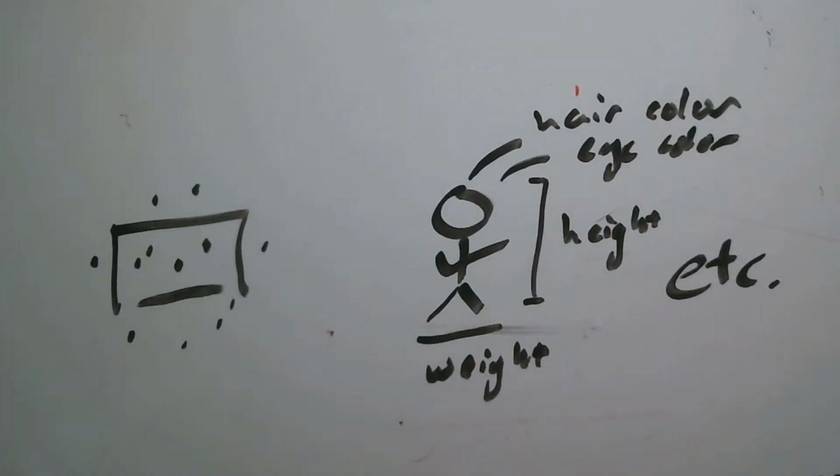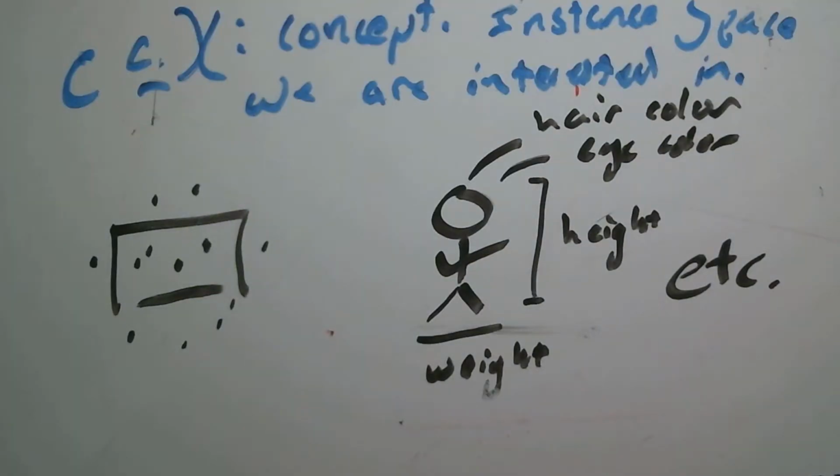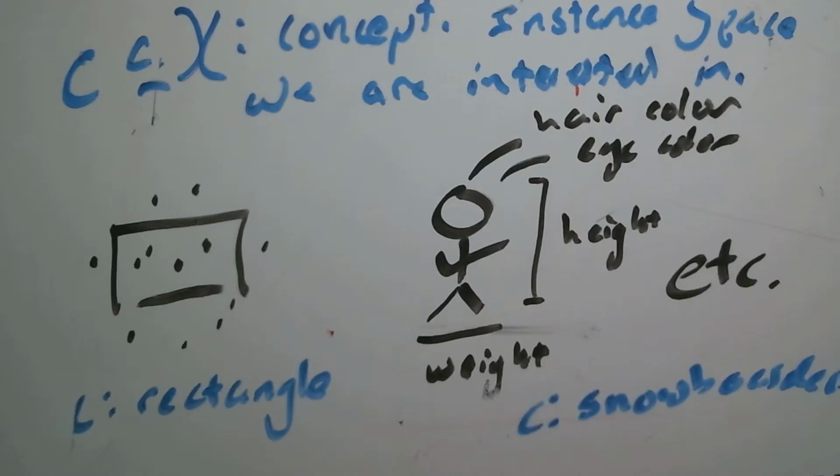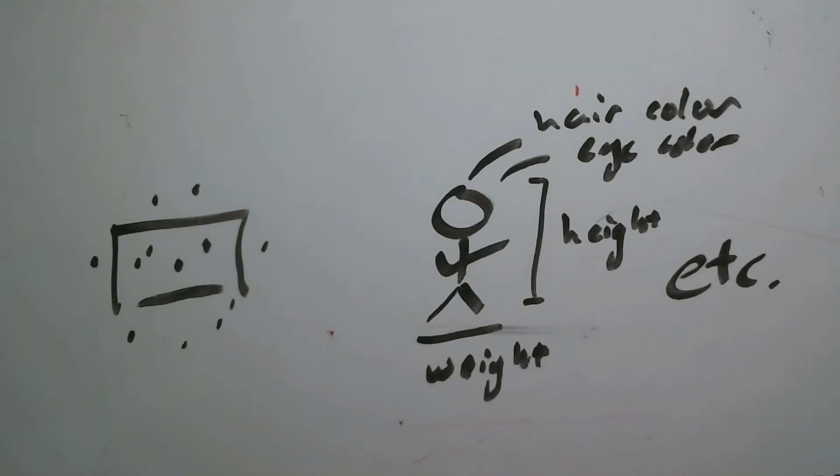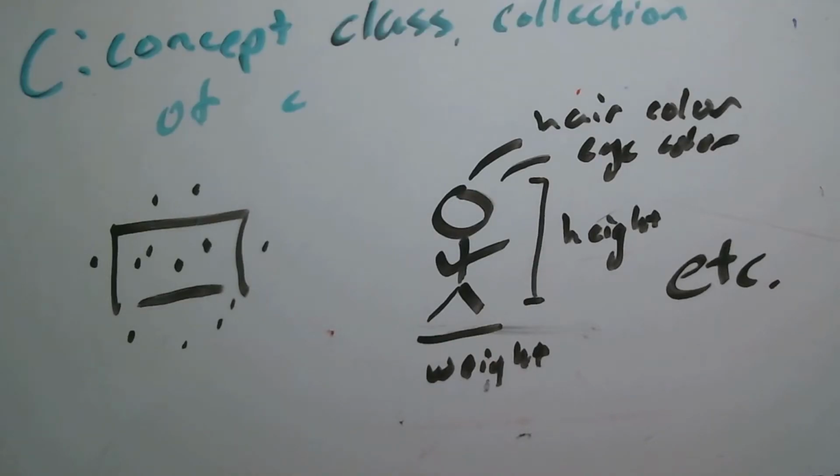Moving on, a concept C over X is some subset of the instance space we are interested in. In the last example, it was the class of axis-aligned rectangles. And for the people example, a concept we could be interested in is, let's say, the class of all people who are snowboarders. Going on, a concept class is a collection of concepts. For example, in the rectangles, this would be the collection of all axis-aligned rectangles, and while it makes a little less sense in the human example, it would be just all types of people.